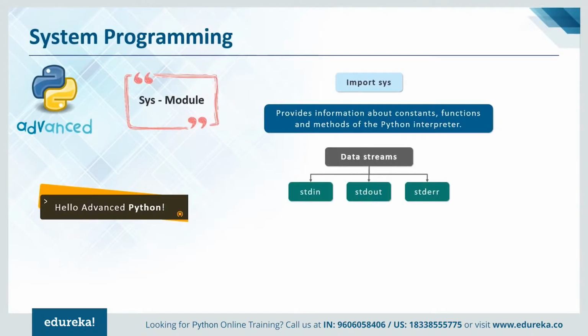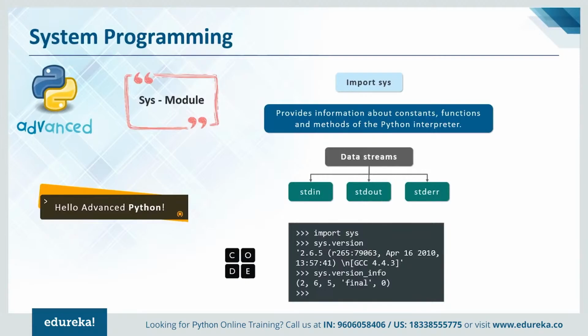And the current version of Python can be accessed as well using this small piece of code that you can see here. So sys.version will give you the output, which is the actual version number, which is 2.6.5 here, as you can see. Pretty simple, right?